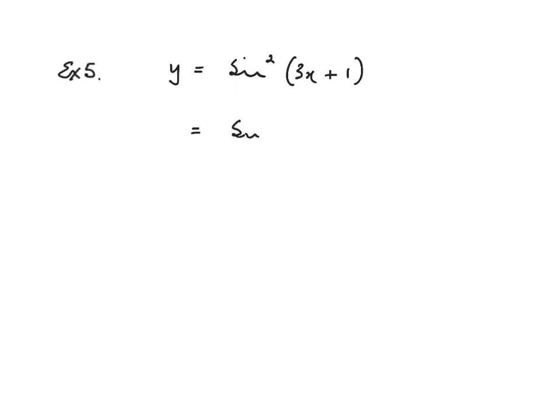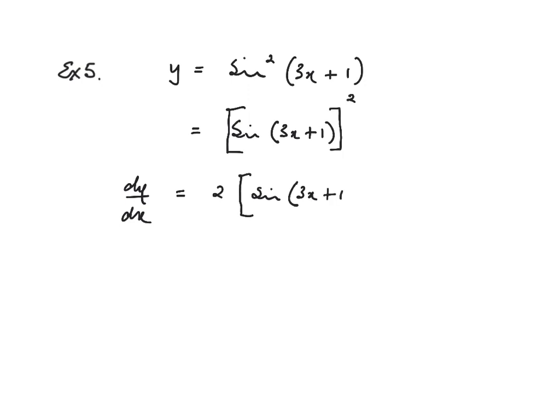Last example. What I'm going to do is to write this as sine of 3x plus 1 all to the power of 2. dy by dx, bring down the power, write the contents of the bracket unchanged, reduce the power of the bracket by 1, and then multiply by the derivative of the bracket. Now if we differentiate sine, we get cos. The 3x plus 1 does not change, but we multiply by the derivative of 3x plus 1, which is 3. So 2 times 3 gives me 6.